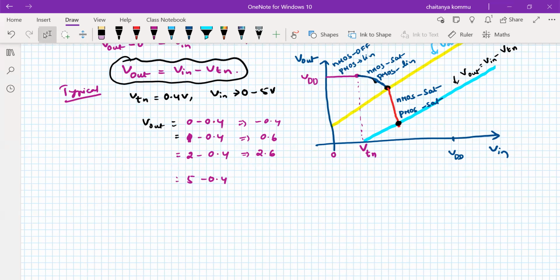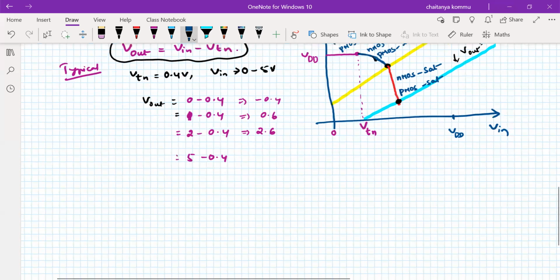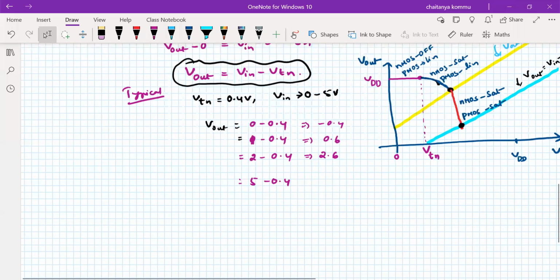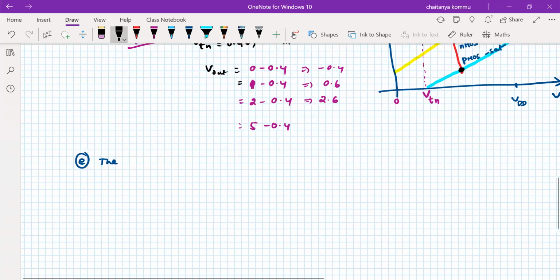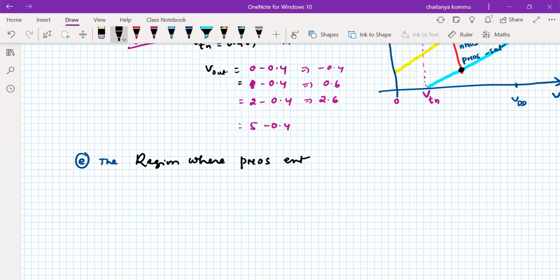So at what input voltage is it coming from this region to the cutoff region? At what input voltage is the PMOS transistor going from the saturation region to the cutoff region? That's what we need to write. Next is the region where PMOS enters into cutoff.